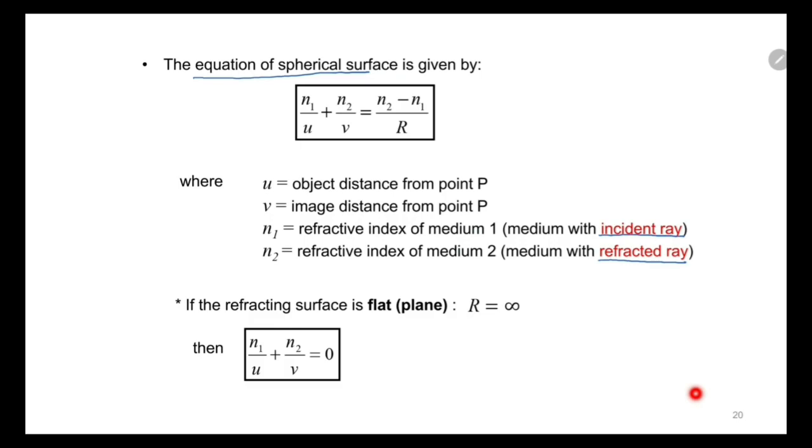And if the surface dividing the two different media is flat, therefore the radius of curvature is equal to infinity. And if you substitute R equals infinity into the equation of the spherical surface, it turns into n1 over u plus n2 over v equals 0.